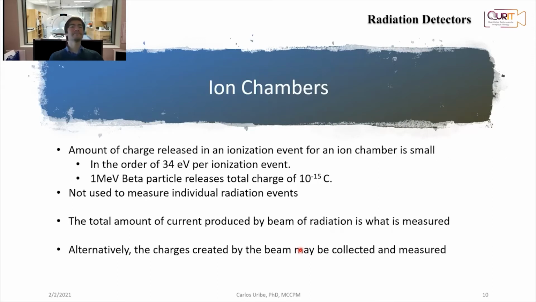Ion chambers then are not really used to measure individual radiation events because the collection is just very small. So what we measure is just the total current produced by that beam of radiation. So we just collect the height of the pulse on our measuring device. So you can either measure the current, or you can see how many charges you collected.